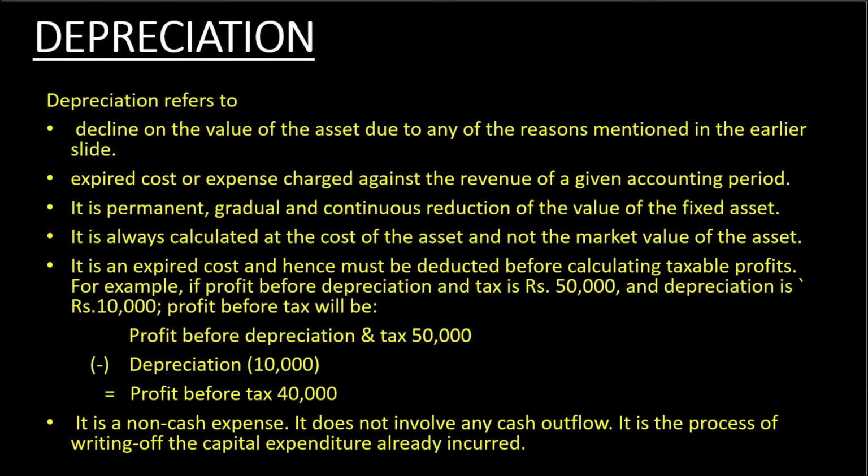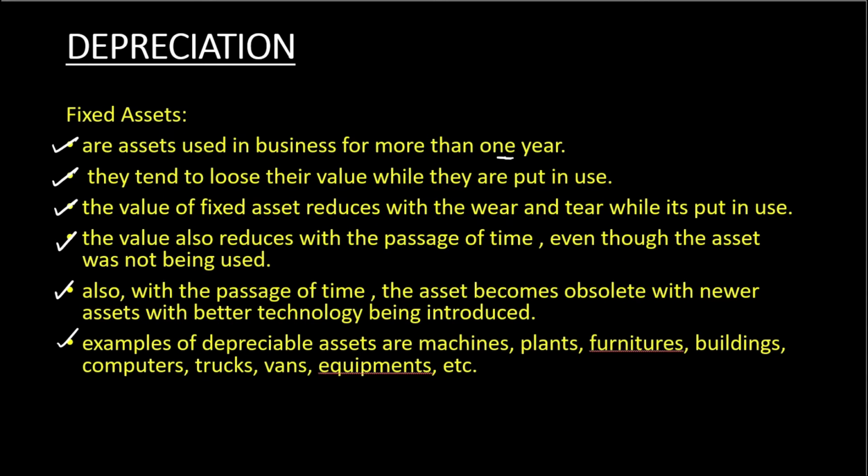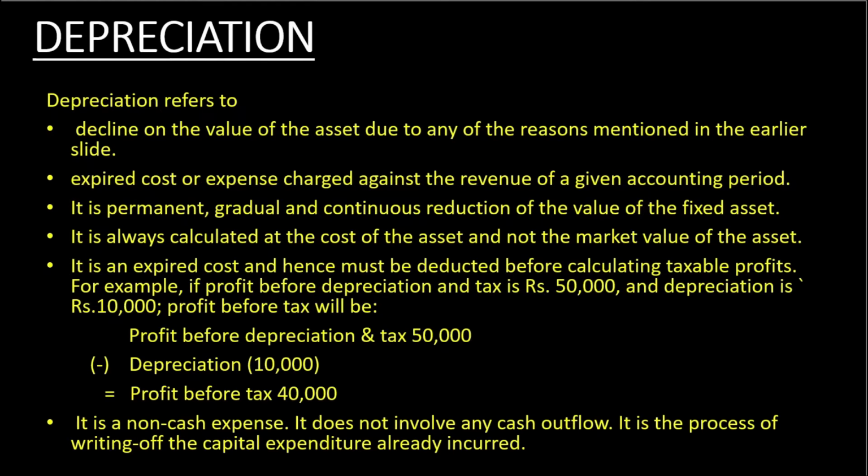Now, the third is depreciation. What is depreciation? It refers to decline. In the first slide, I showed you that due to wear and tear, the value of the asset reduces. So the reduced value is called depreciation. It is the decline in the value of an asset due to any of the reasons mentioned in the earlier slide. It is the expired cost or the expense charged against the revenue of a given accounting period. Depreciation is a permanent, gradual and continuous reduction of the value of fixed assets. It keeps on reducing with the usage and passage of time.